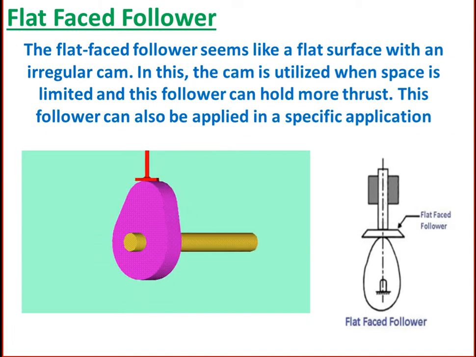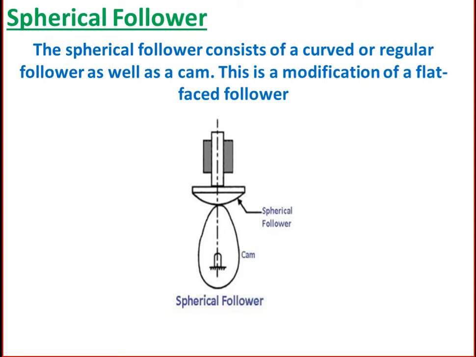Next is flat faced follower. The flat faced follower has a flat surface with an irregular cam. It is utilized when space is limited, and this follower can hold more thrust. This follower can also be applied in specific applications. Next type of follower is spherical follower. The spherical follower consists of a curved or regular follower as well as cam. This is a modification of the flat faced follower.